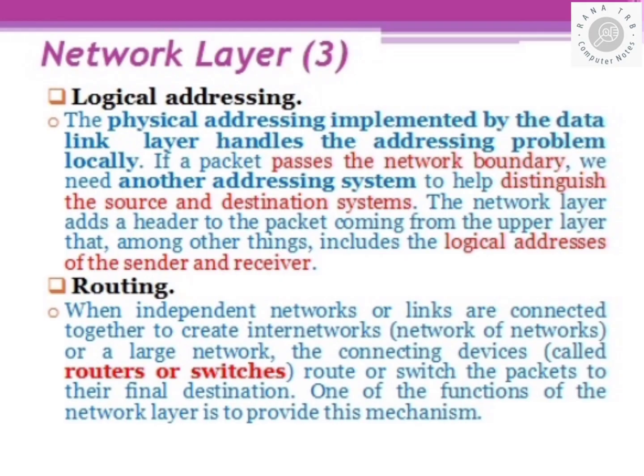Routing process. When independent networks or links are connected together to create an internetwork, that is a network of networks or a large network, the connecting device is called a router, which is used to switch packets to their final destination. That is, it is used to reach the packets to their final destination. One of the functions of the network layer is the routing mechanism, provided to reach the packets to the final destination port.